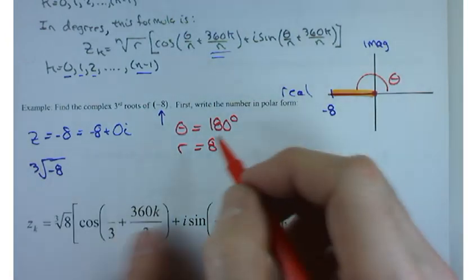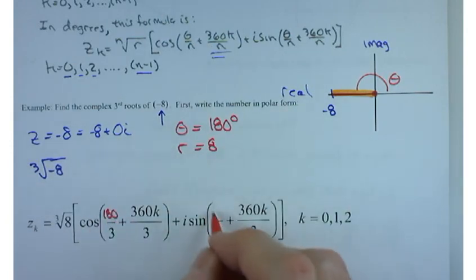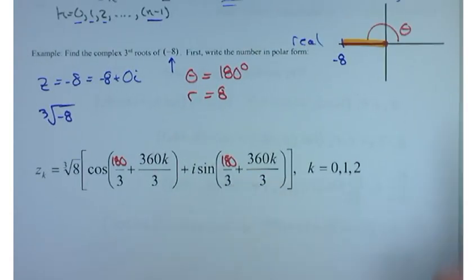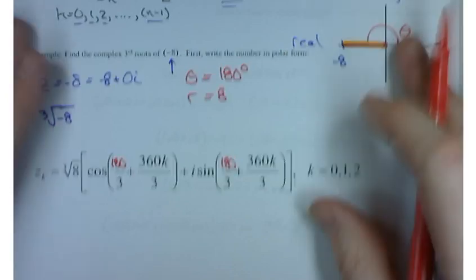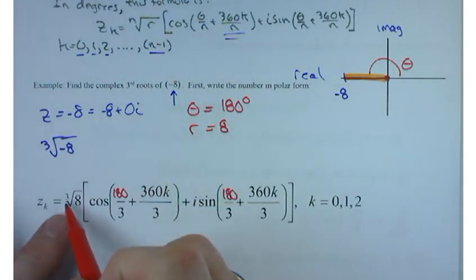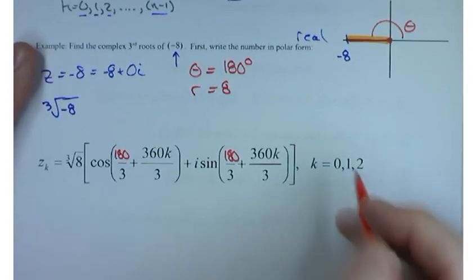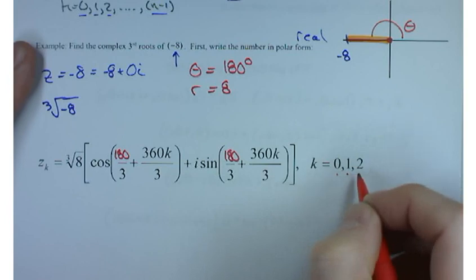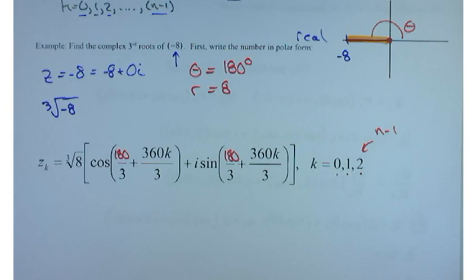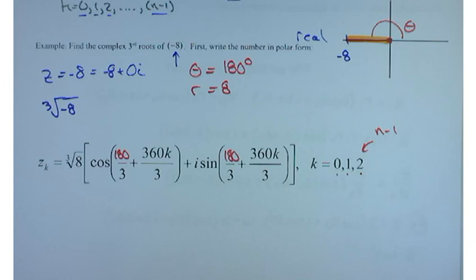So that theta comes down here, and I'll write it in both spots. I'm putting in that formula that I've written above, this one right here. Theta is 180. n is 3 because I'm trying to find the cube roots. And I get this. k goes to 0, 1, 2, and that's n minus 1. So you're going to have 1, 2, 3 different complex roots of this number.